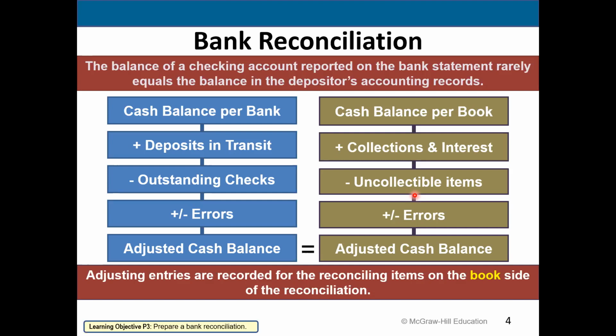We have already recorded the receipt of that money, so it's already on our books, but the bank did not add it to our bank balance because there weren't sufficient funds. So we have to subtract that from our book balance. And then the last thing that we have to deal with are errors, which can go either direction. When you're all done, our cash balance per the bank should be the same as our cash balance per the books.